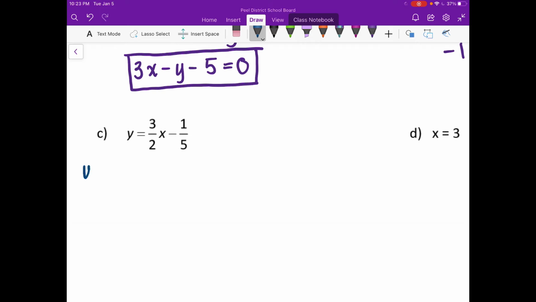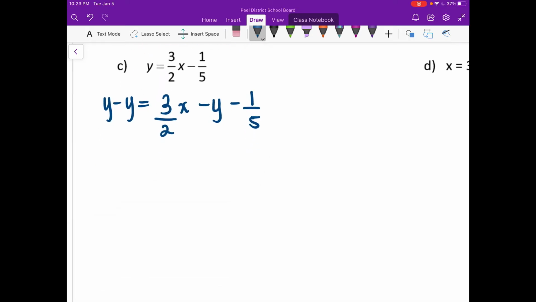So I'm going to go back in blue. So I'm going to get rid of the y on this side. I'm going to move it to the other side. I'm just going to put it in after the x right away because I don't like moving stuff around after. I'm lazy. Right? So I have 0 equals 3 over 2 x minus y minus 1 over 5.